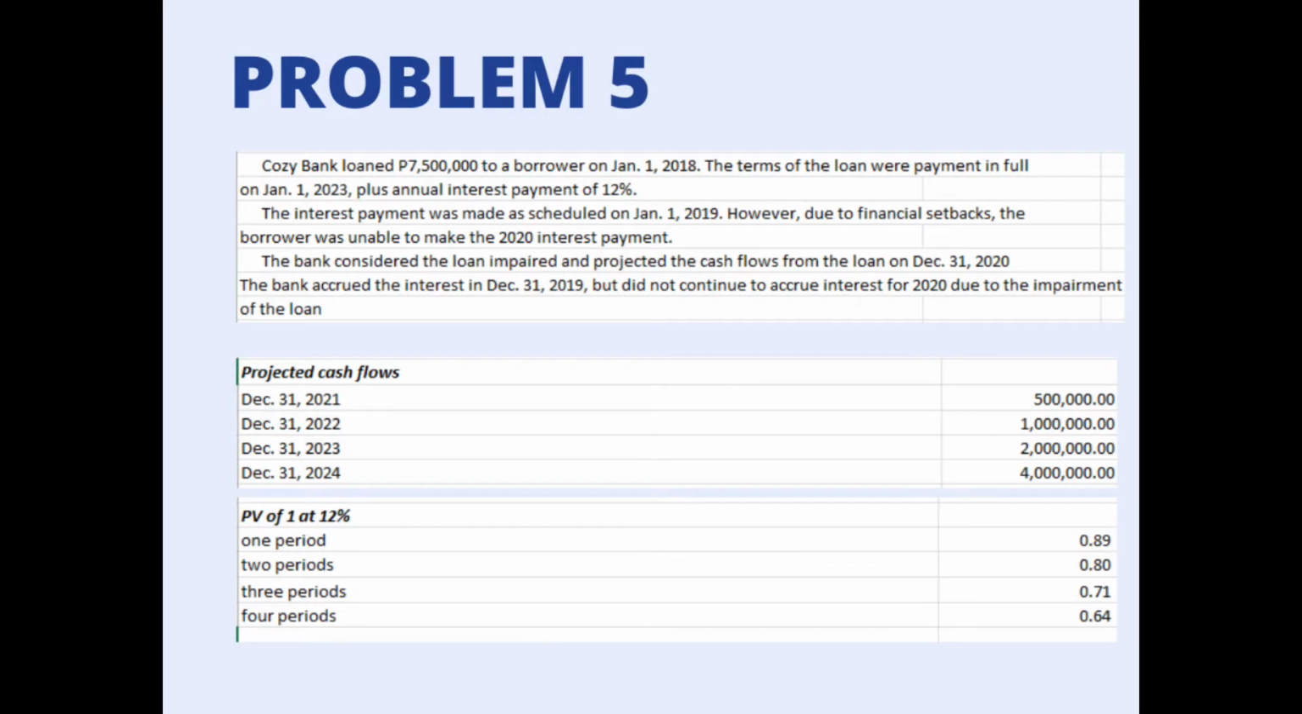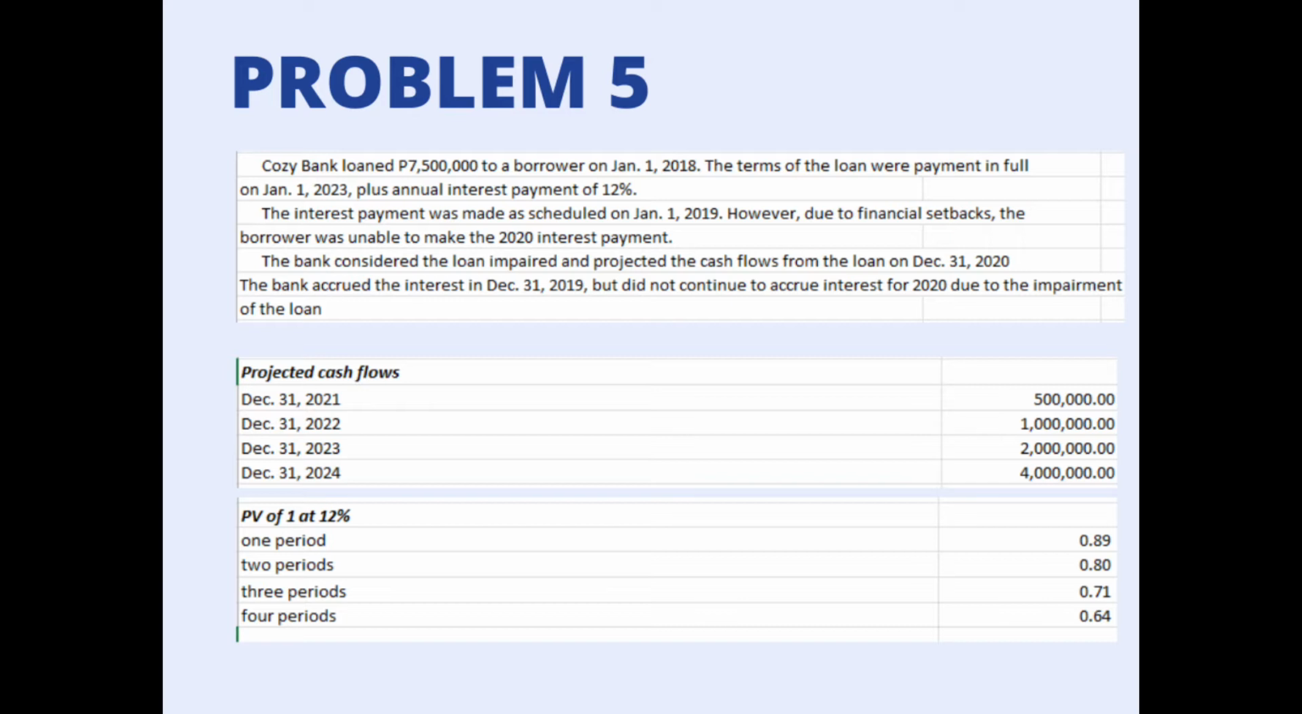The problem: Cozy Bank loaned 7,500,000 pesos to a borrower on January 1, 2018. The terms of the loan were payment in full on January 1, 2023, plus annual interest payment of 12%. The interest payment was made as scheduled on January 1, 2019. However, due to financial setbacks, the borrower was unable to make the 2020 interest payment. The bank considered the loan impaired and projected the cash flows from the loan on December 31, 2020.